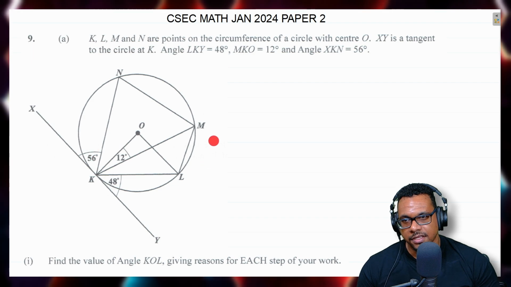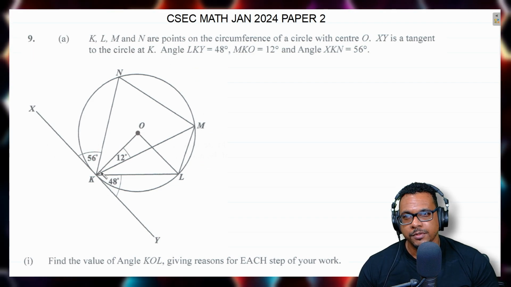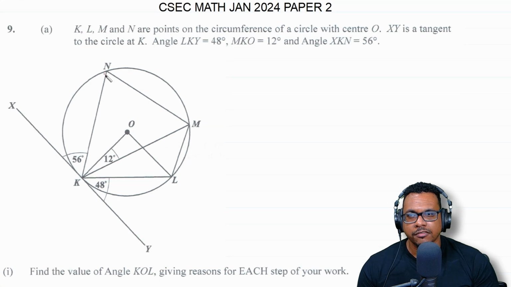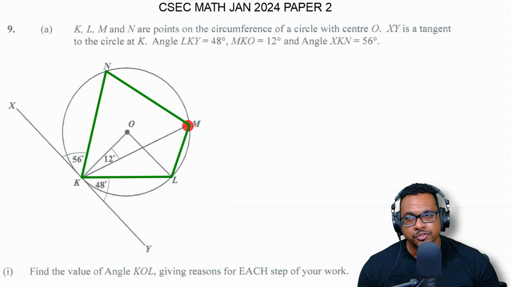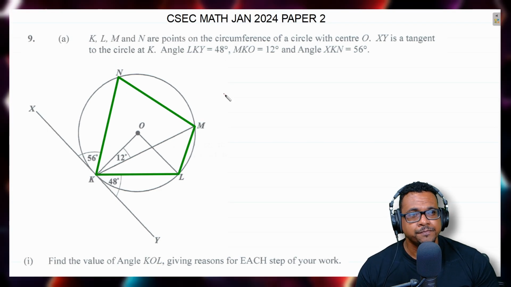So we see in the circle here, we see the center O, and we see K, L, M, and N. Obviously, this quadrilateral, which is a four-sided shape, all the vertices touch the circumference of the circle, which would make KLMN a cyclic quadrilateral.